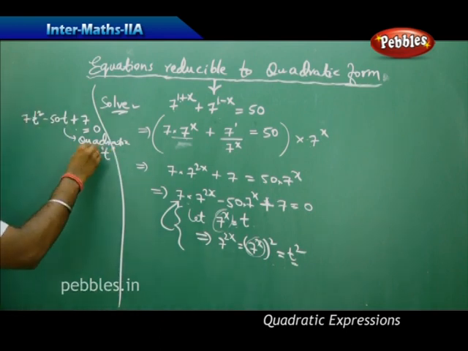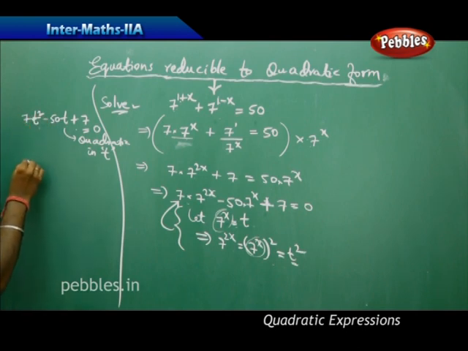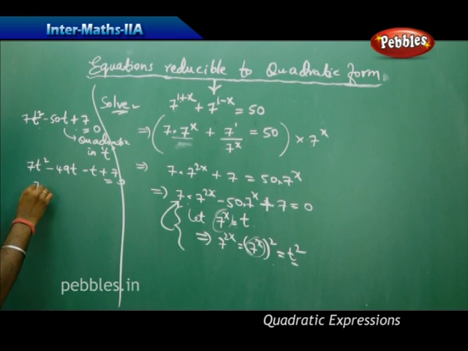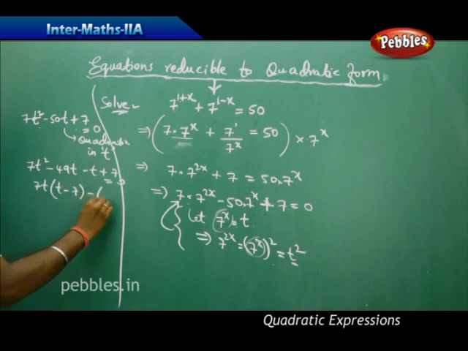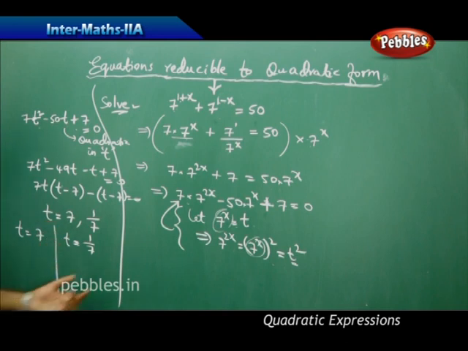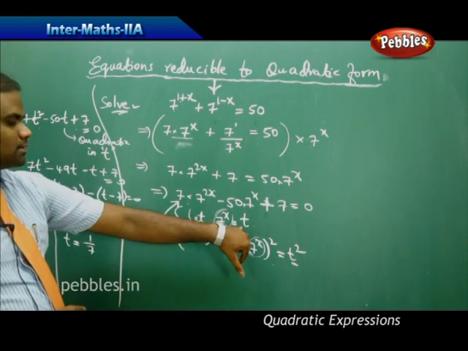So therefore here, let's factorize: 7t squared minus 49t minus t plus 7 equals 0. So I get two values, 7 and 1 over 7, through which I'm going to simplify. So there are two values I got: t is 7 and t is 1 by 7. Now when t is 7, my t is nothing but 7 power x, which I'm going to substitute here because I have this equals this.